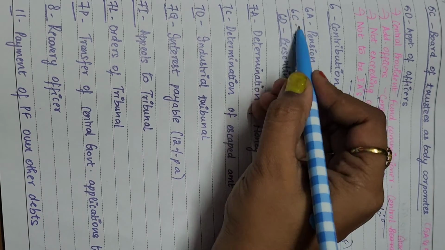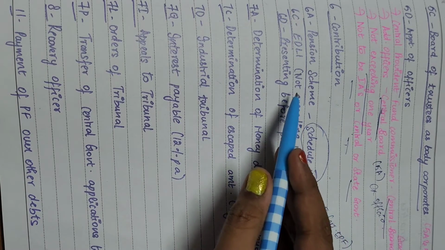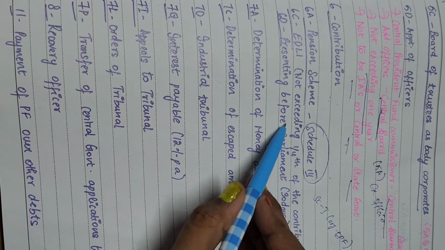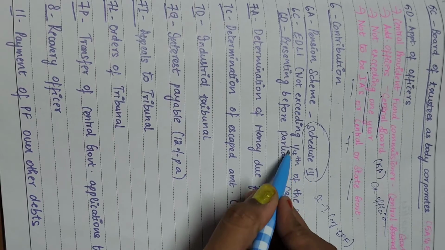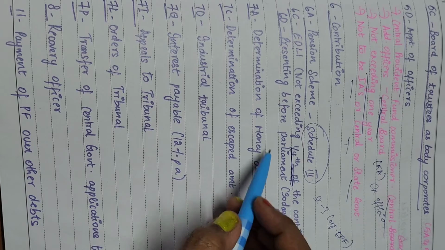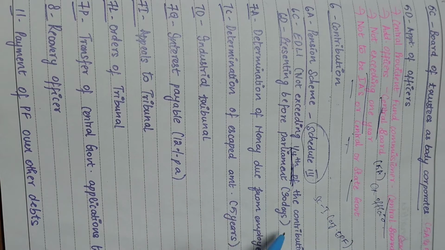6C, this is again an important section, EDLI, Employee Deposit Linked Scheme, and the contribution should not exceed one-fourth of the contribution. That is important. And 6D is not very important, so you can just have a look at it.